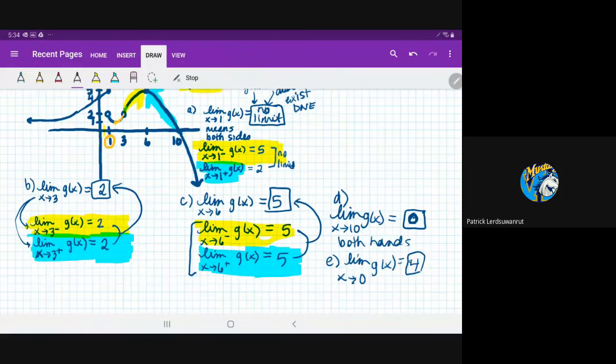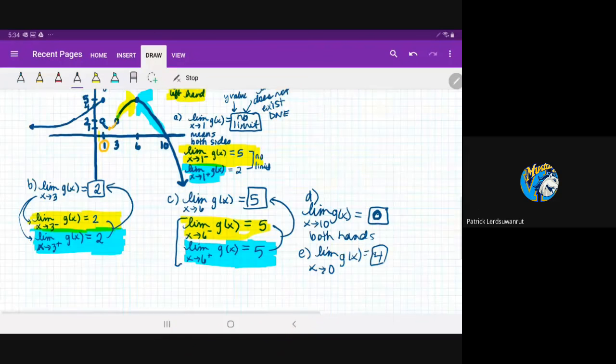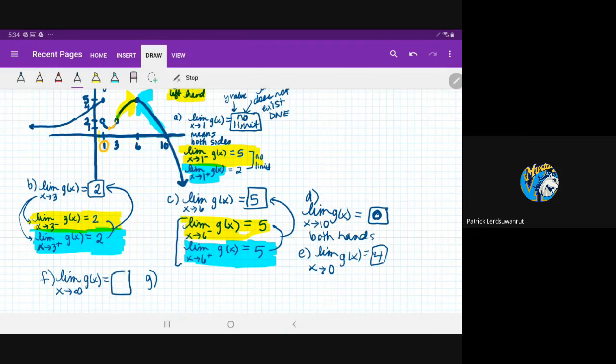Let me just show you the infinities. And then the direct substitution is pretty friendly. So F, and I don't think F is in your homework and G is in your homework, but I want to show you because we're here with the graph. So limit as x approaches infinity of g of x. And then limit as x approaches negative infinity of g of x. And then we're going to have answers for this.